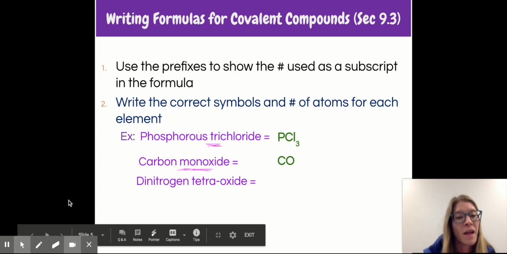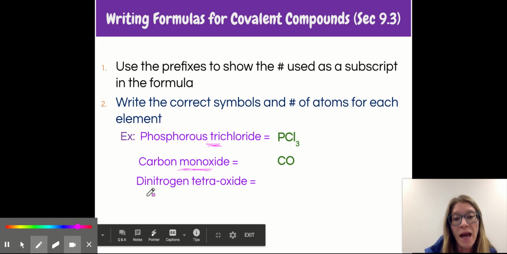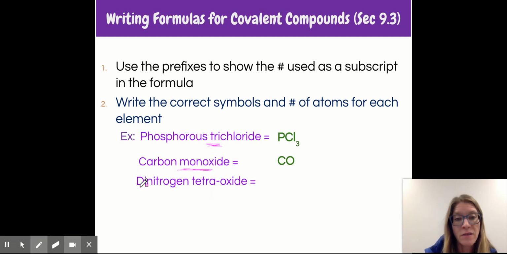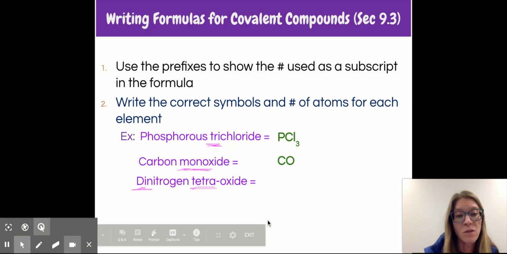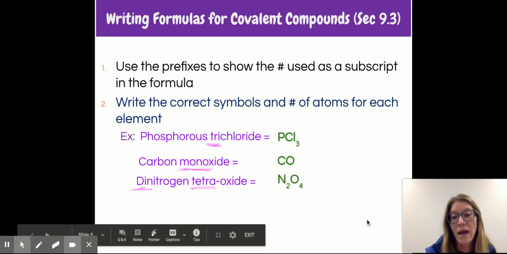All right, the last example is dinitrogen tetraoxide. So the first element has a prefix of di, which is 2. So we would have 2 nitrogens. The second element has a prefix of tetra, which is 4. So this would be 4 oxygens. So the answer to this one would be N2O4.